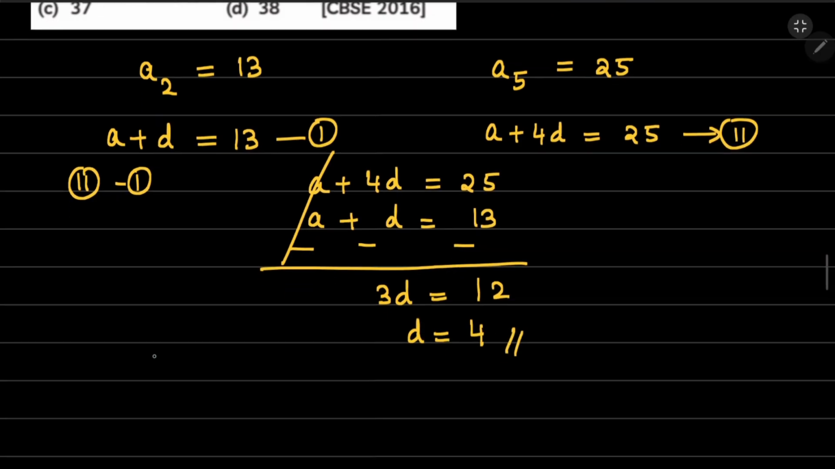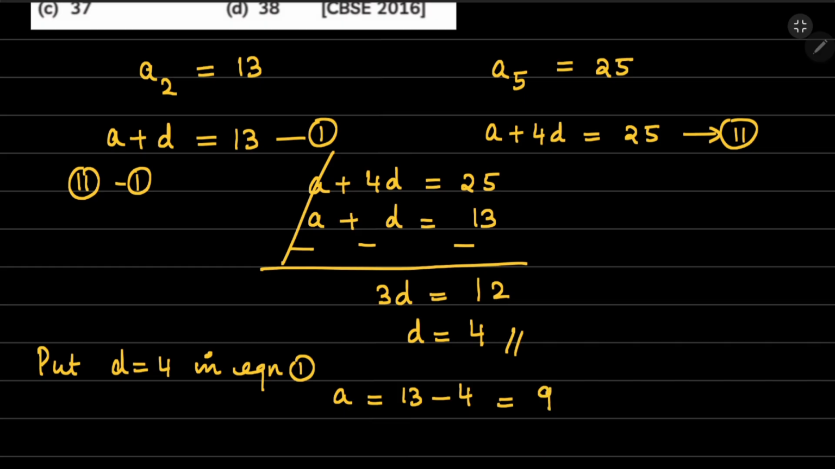Okay, so if you put D equal to 4 in equation 1, what do you get? A is equal to 13 minus 4. What is 13 minus 4? It is 9.